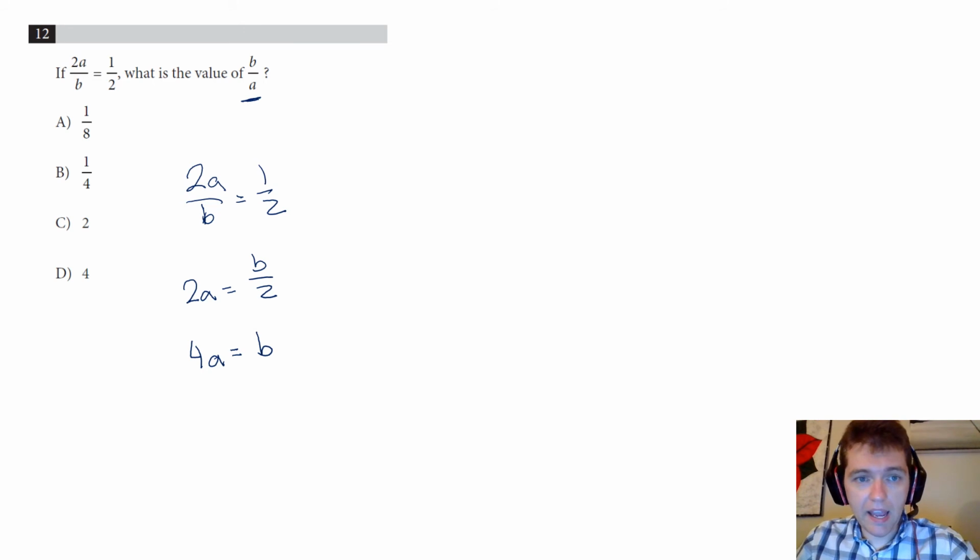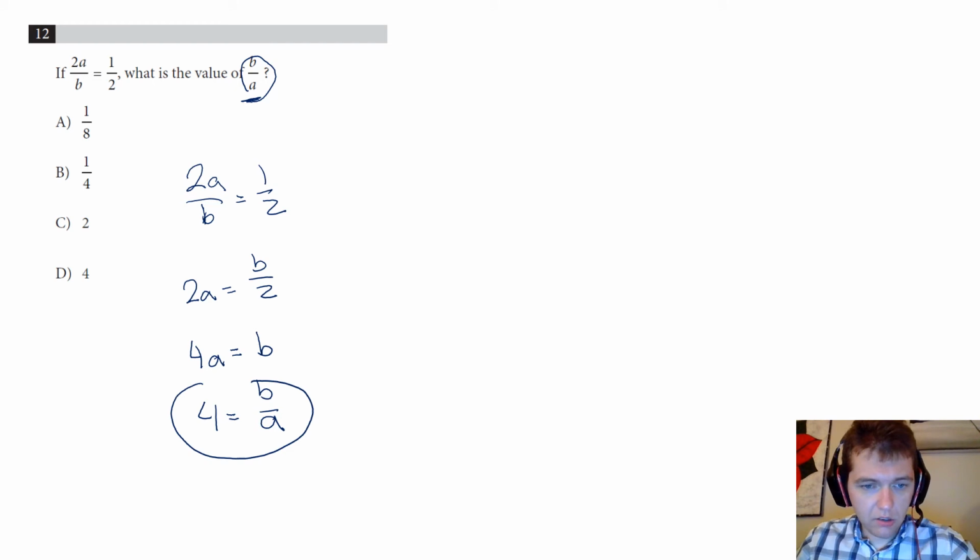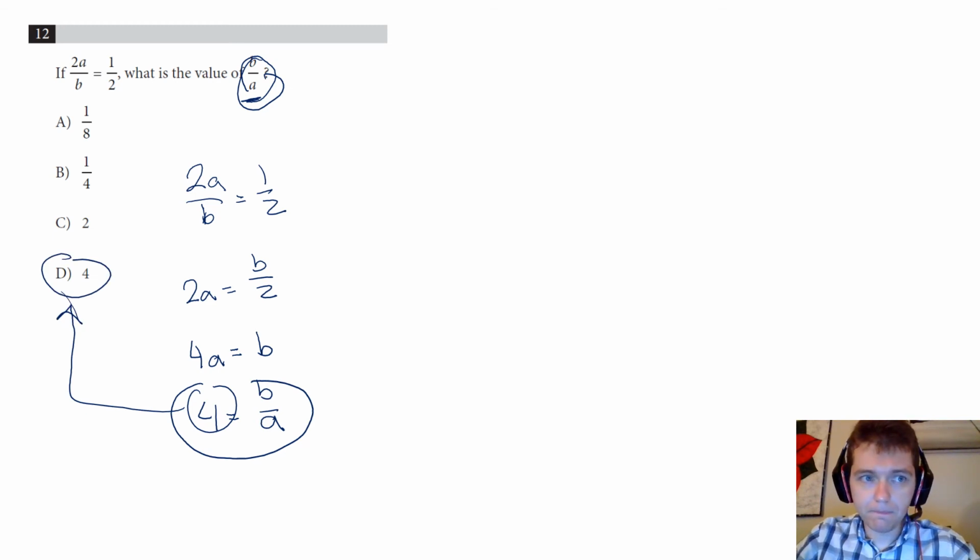Divide both sides by a to get that b over a. Now that leaves you with 4 is equal to b divided by a. And that is b over a, which is what they're looking for. It's equal to 4. So D is your correct solution.